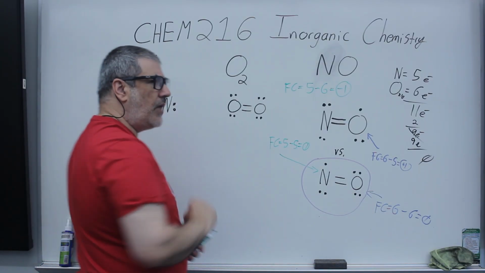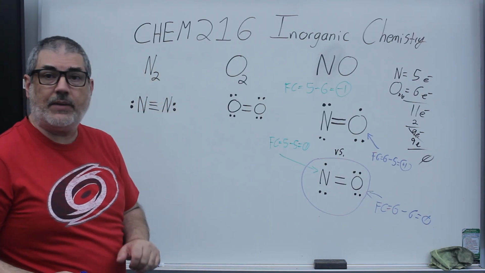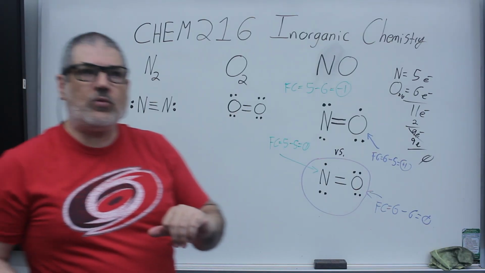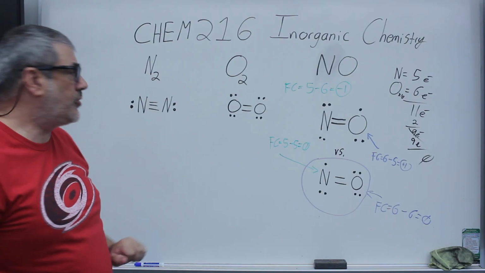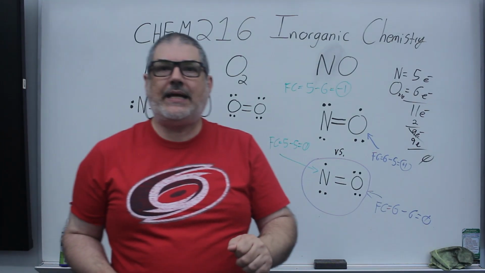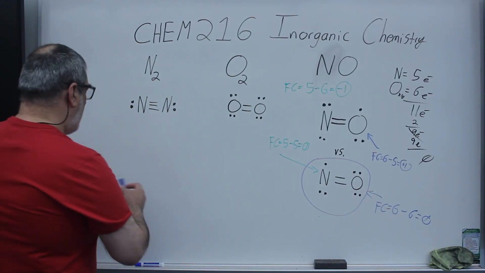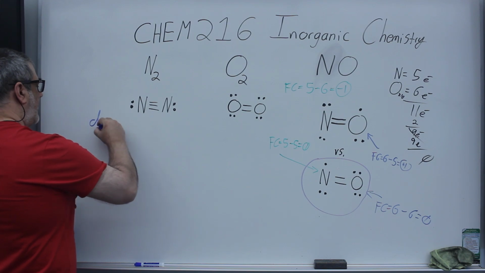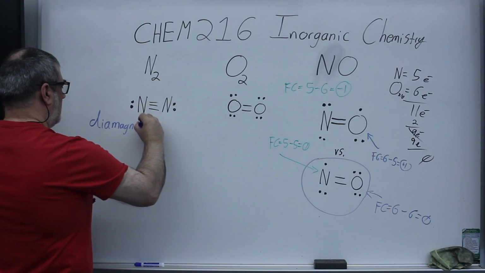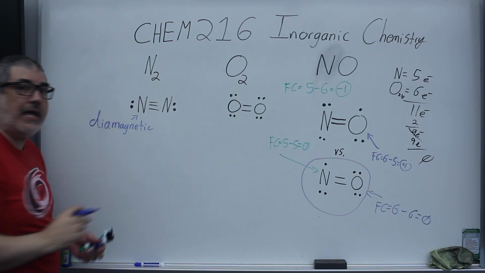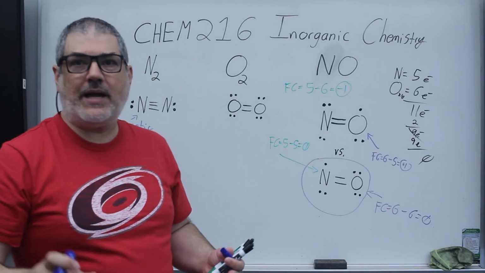Now, another thing about these two molecules, diatomic nitrogen and diatomic oxygen, is that, looking at these Lewis dot structures, which again would be correct from a Lewis dot structure point of view, we can predict the magnetic properties of both of these molecules. We would predict that diatomic nitrogen is diamagnetic. What does that mean? It means that it's slightly repelled by a magnetic field.